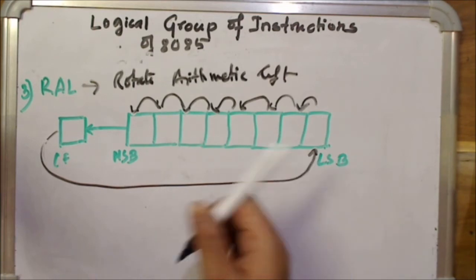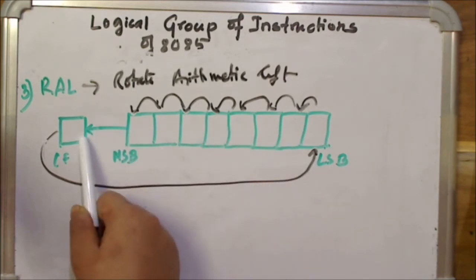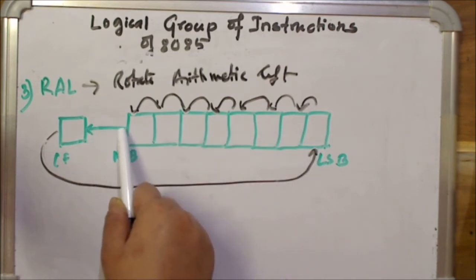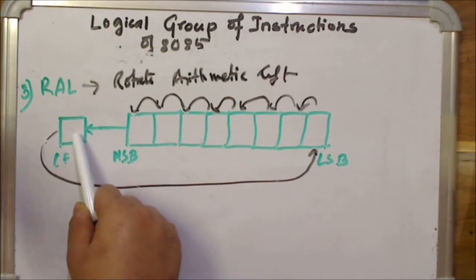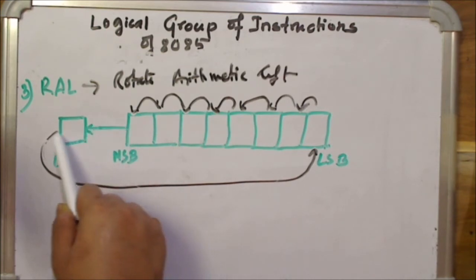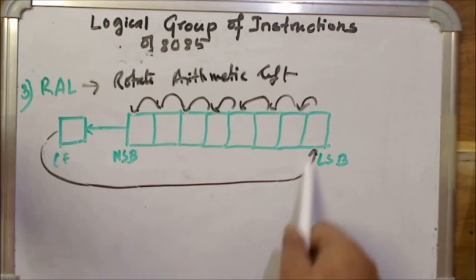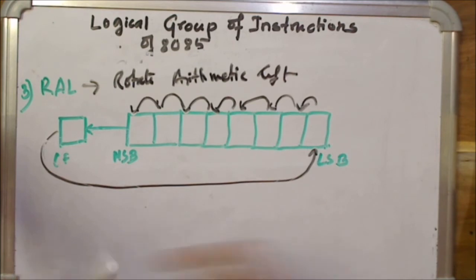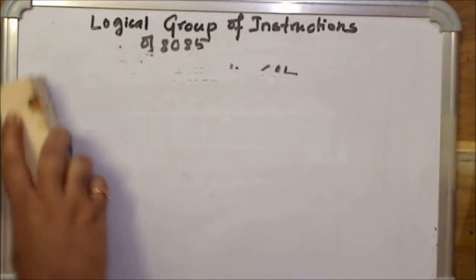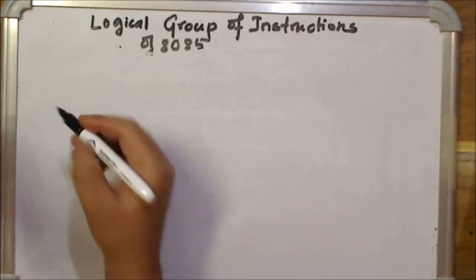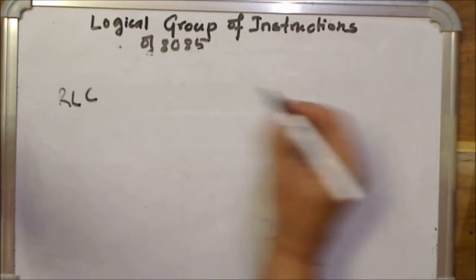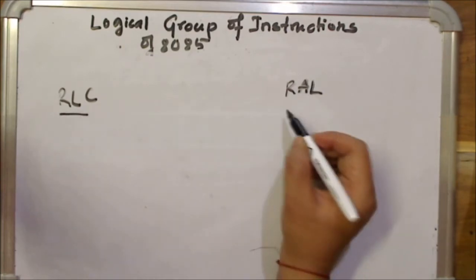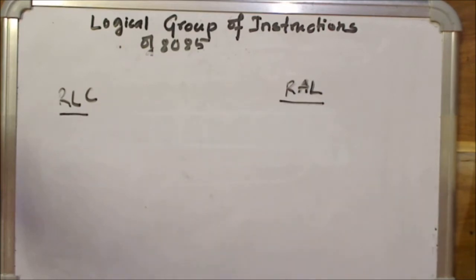What happened in RLC? The MSB which was going to the carry flag, that MSB was only going to the LSB. But here, the MSB goes to the carry flag, and the carry flag bit goes to the LSB. You understood the difference? Okay, let me make it more clear. This is RLC, this is RAL: rotate left with carry and rotate arithmetic left.